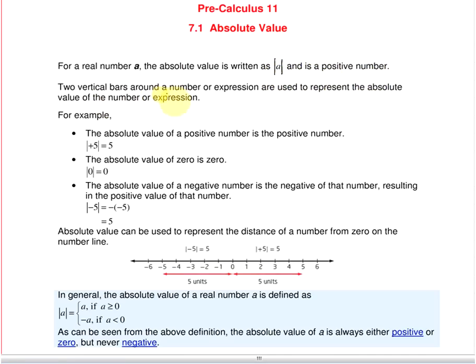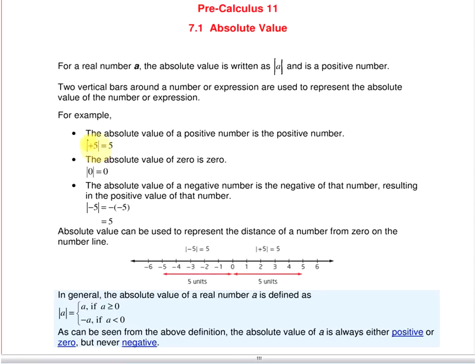Two vertical bars around a number or expression are used to represent the absolute value of the number or expression. Don't get them mixed up with the numbers 1 and 1. It's not like you have 1a1. These bars are bigger than the numbers. So, for example, the absolute value of a positive number is a positive number.